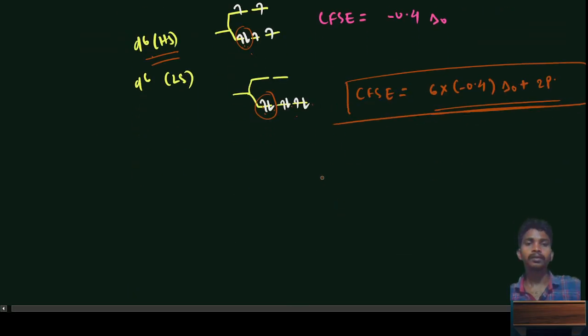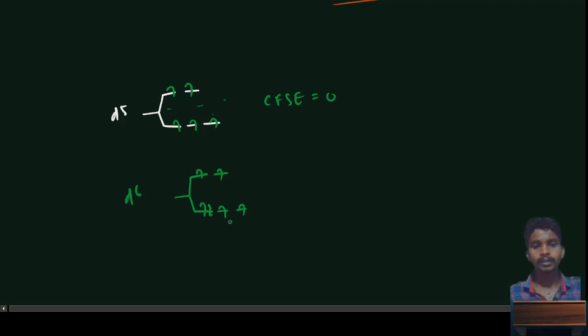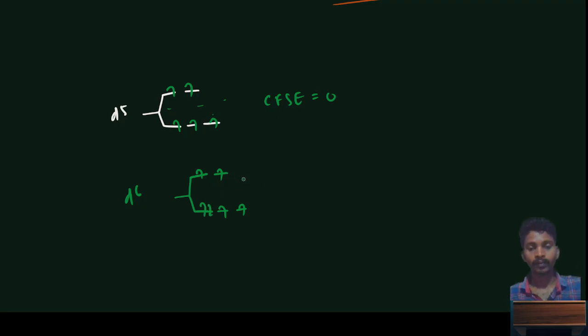Okay, so now the question is, let's say we have d5 with weak field, then this will be like this: 1, 2, 3, 4, 5. So for this case CFSE is 0. Why? Because this is equally distributed and this is equally filled. CFSE is 0. Let's say if we have d6, high spin, then 1, 2, 3, 4, 5, and 6. So this one I will calculate the CFSE very quickly. Let's say this is the summation of this one.